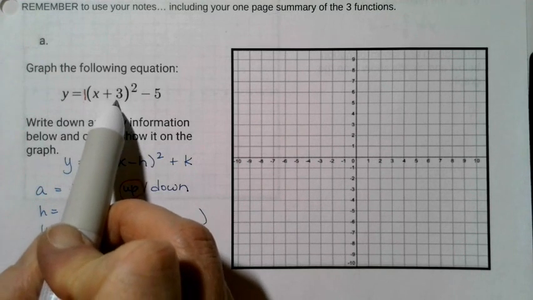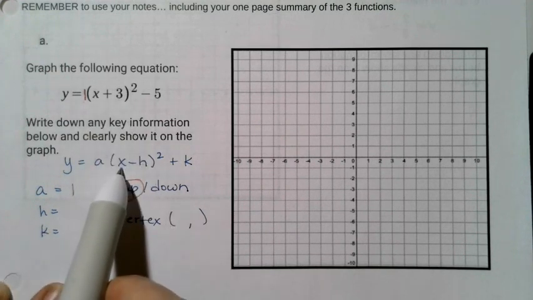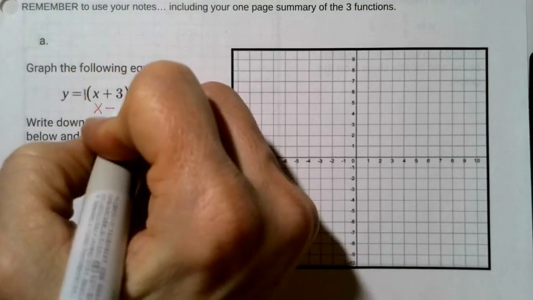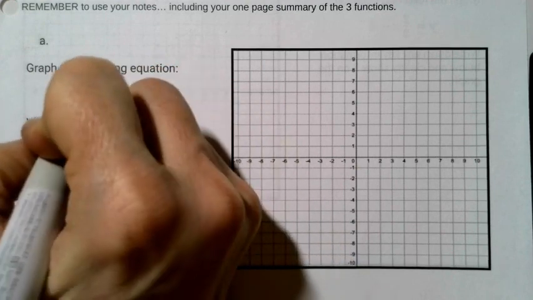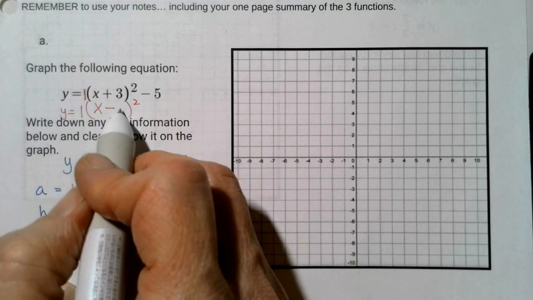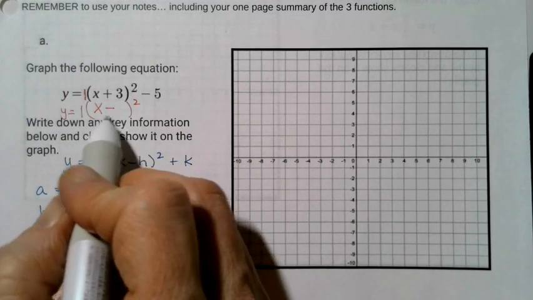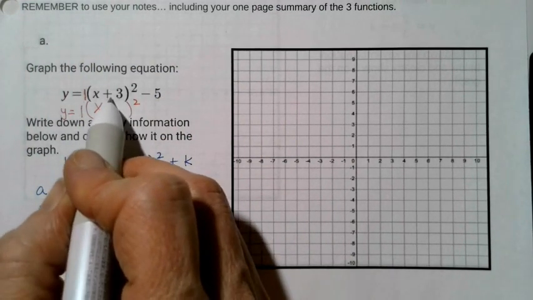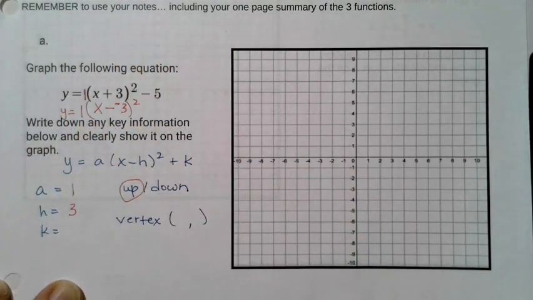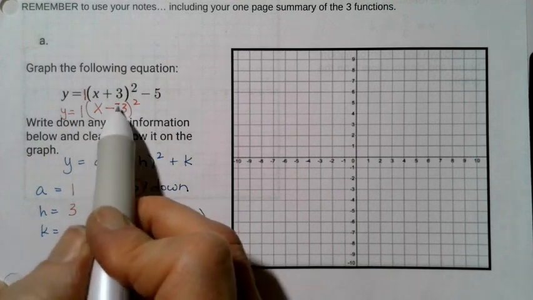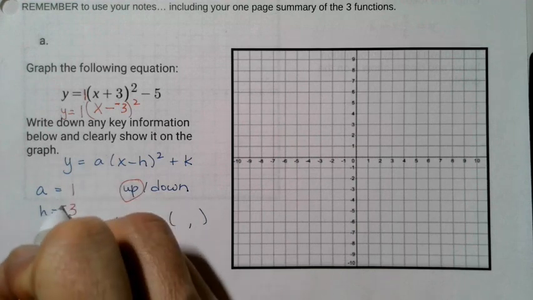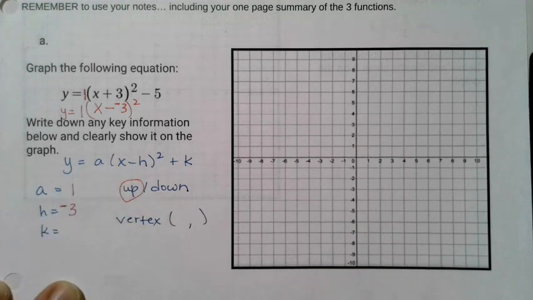My h value, so remember my equation is supposed to be x minus h. So this needs to be x minus something being squared. And if it's x minus something, it can't be minus 3. It couldn't be 3 because then I would plug that in and I get x minus 3, which is not the same as x plus 3. But it could be negative 3. x minus a negative 3 is the same thing as x plus 3. And so I know my h value is negative 3.